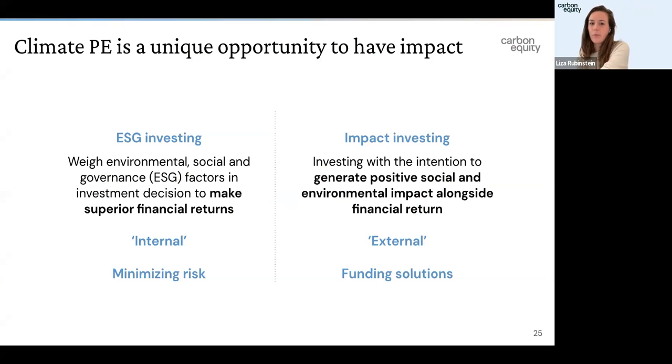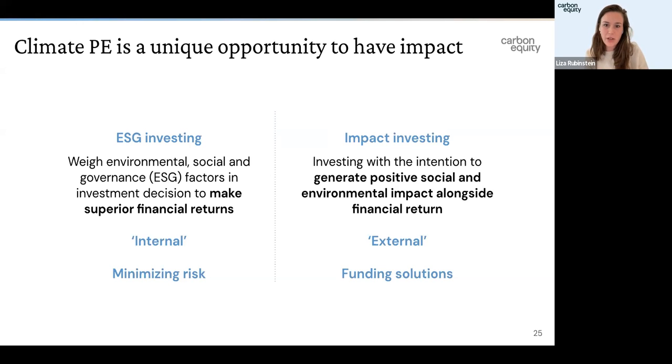So I'm going to take you through maybe one more point that a lot of people have been wondering about, right? So there's ESG investing that everybody's talking about, but then there's also impact investing. And I think it's critical to understand that ESG investing is not the same as impact investing. So ESG investing is all about using information on environmental, social, and governance factors to price risk better and make superior financial returns. Now, all of this is internal, meaning it's all about how the business is run and that in the operations that it does, it doesn't create any negative side effects.